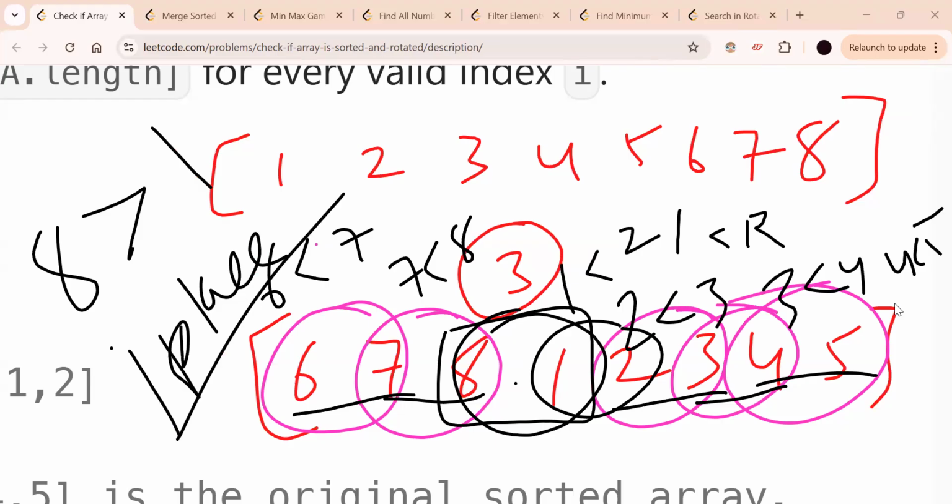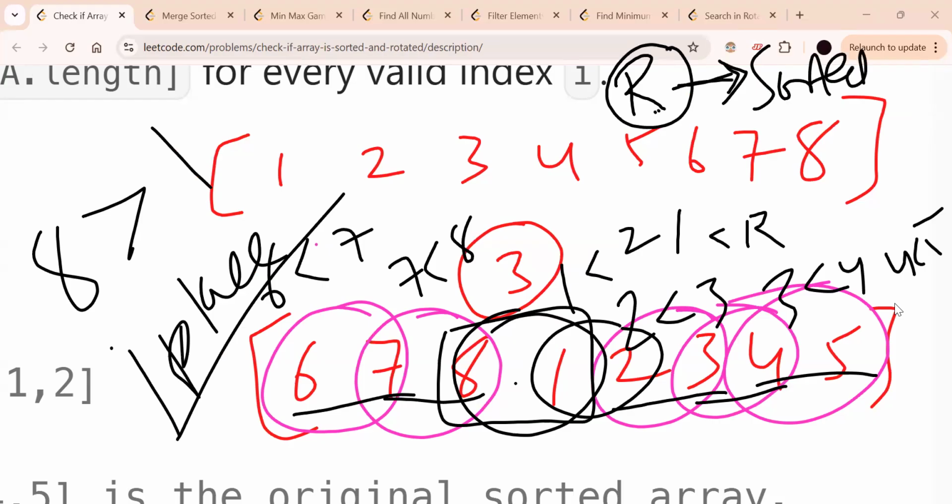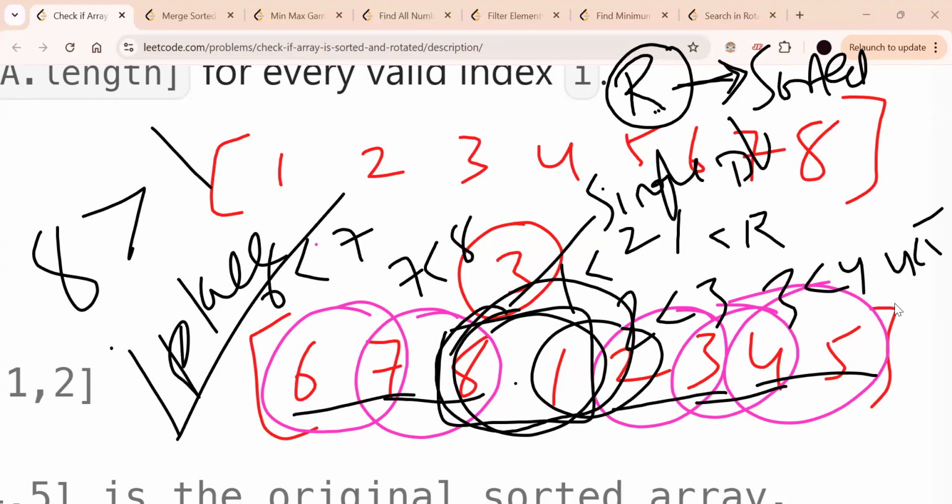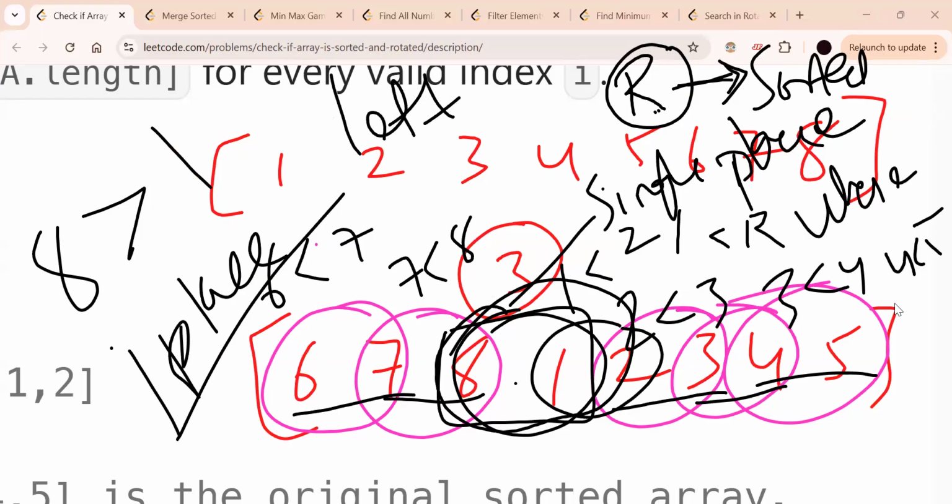Right. So if this rotated array was sorted previously, there is only a single place where left is greater than right. Only a single place, guys. I hope you got this point clearly. Right? Okay.